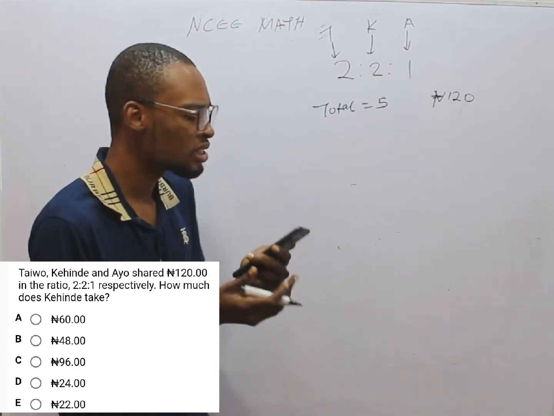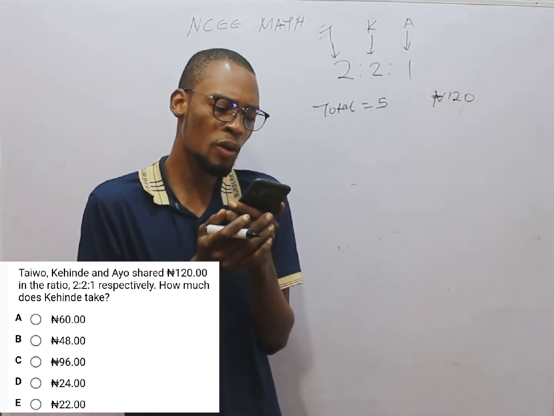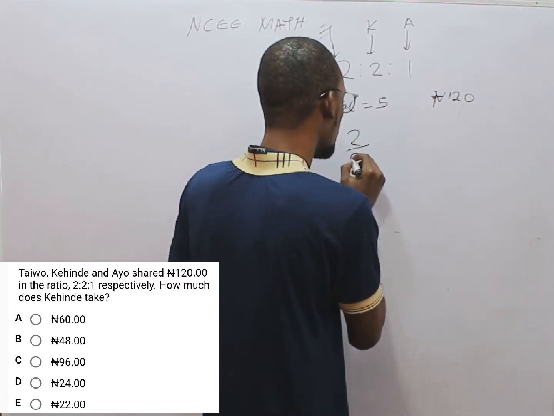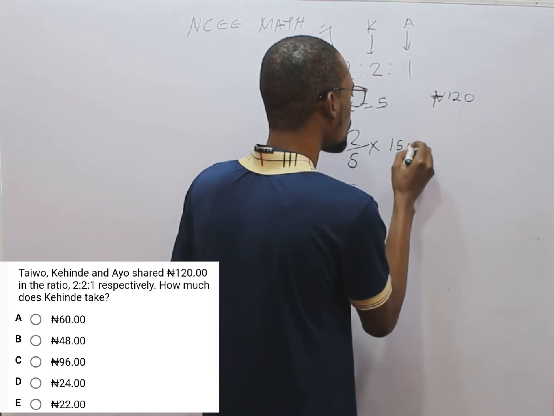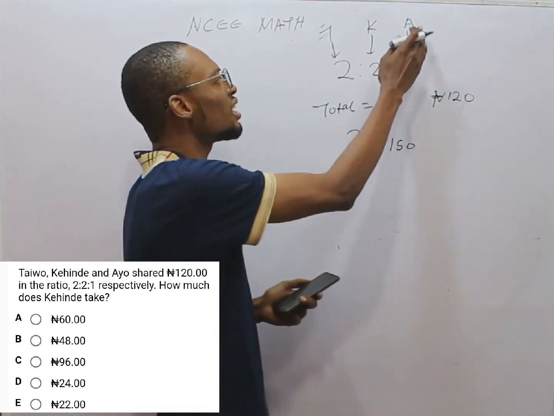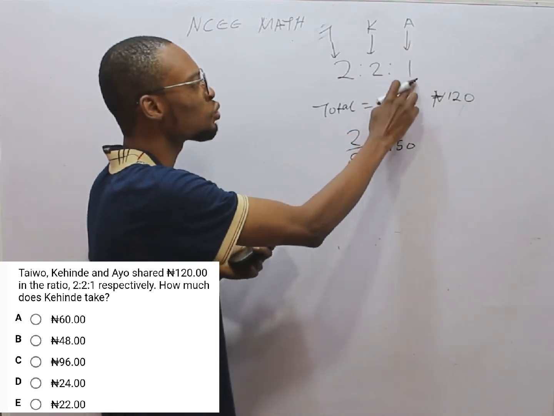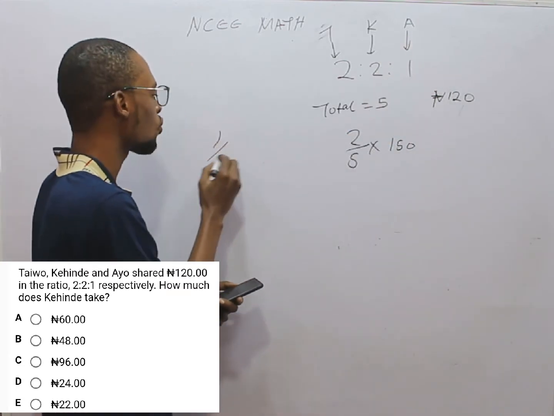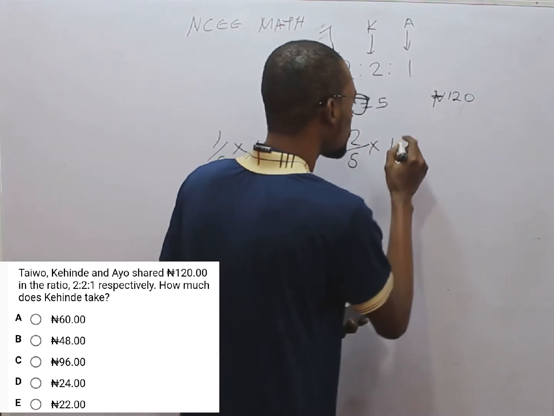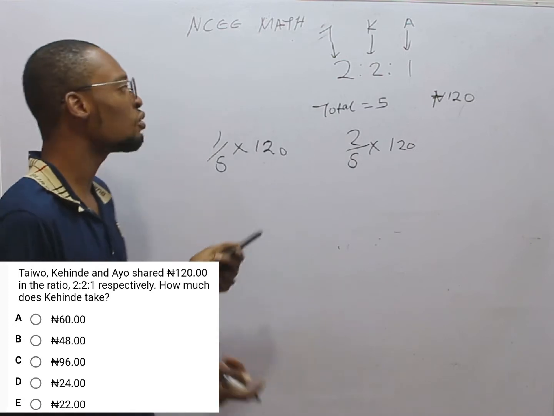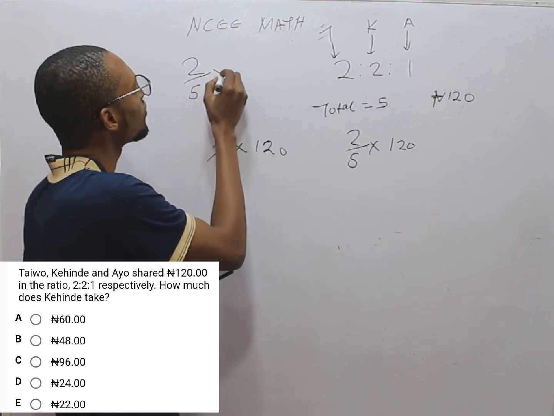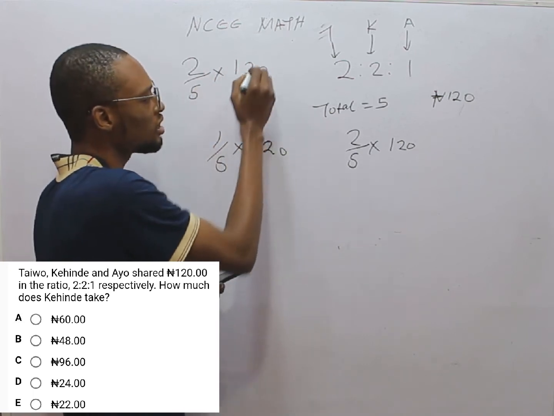Then you ask yourself, if the total ratio is 5, how much will Kehinde take? Kehinde will simply take 2/5 times the total amount. This is the amount that Kehinde will take. Ayo, the ratio is 1/5. So Ayo will take 1/5 times the total sum, 120 naira. Taiwo also has a ratio of 2. So Taiwo will take 2/5 of the 120 naira.